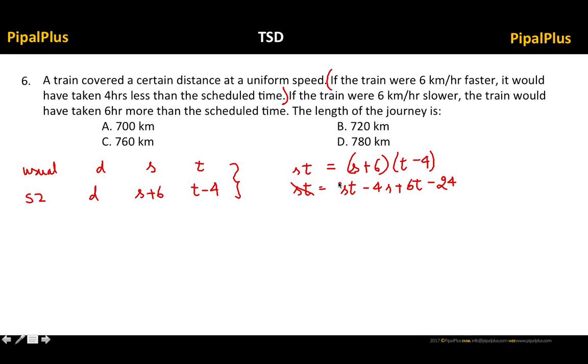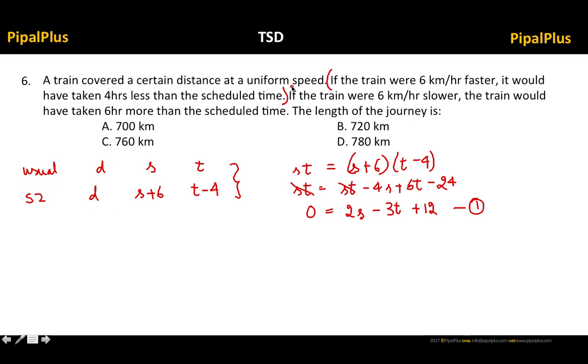The ST and ST cancel and we are left with 6T minus 4S minus 24 equals 0. So I'm going to just remove a factor of minus 2 from the entire equation, so I'm dividing the whole thing by minus 2 to get 2S minus 3T plus 12 equals 0, right? So this is the first equation that I get.